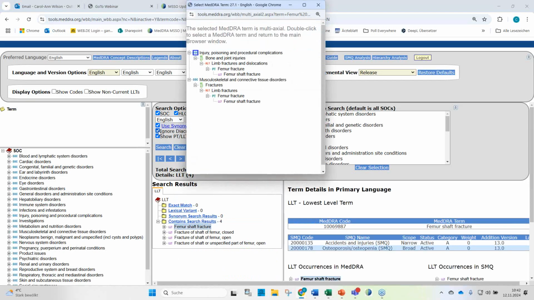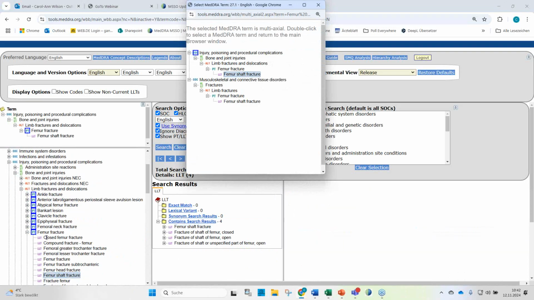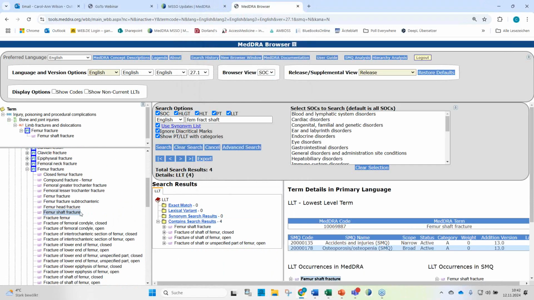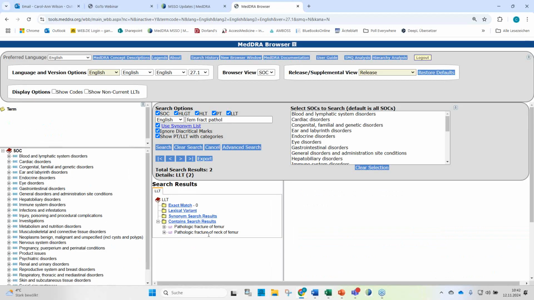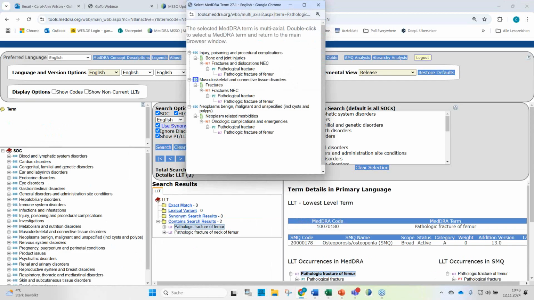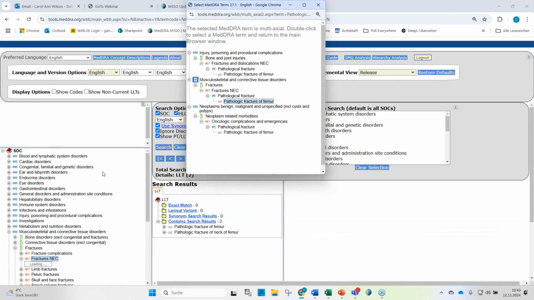This would be an assumption. And if I click on it and again go to the browser, it's of course in shock injury, and here it's grouped under PT femur fracture. Here is the femur shaft fracture. So when I enter the information pathological, we also have a pathologic fracture of the femur. And if I go to the browser, you will see here it is.